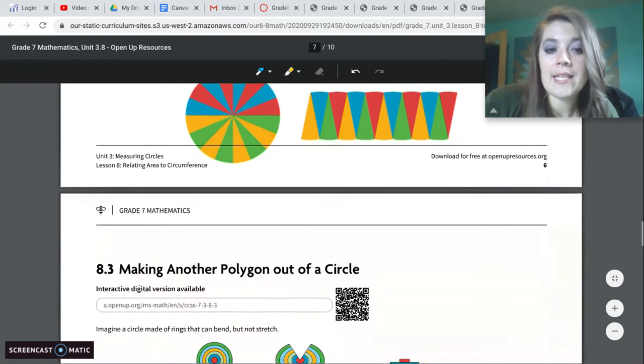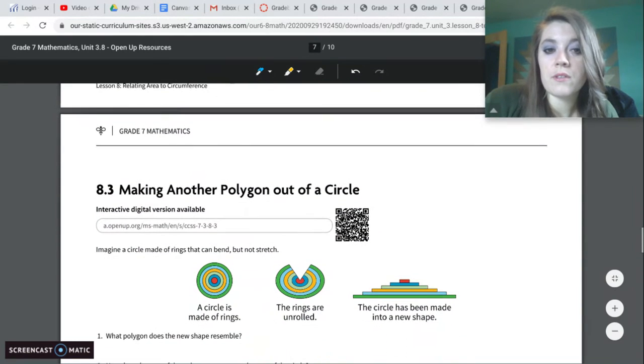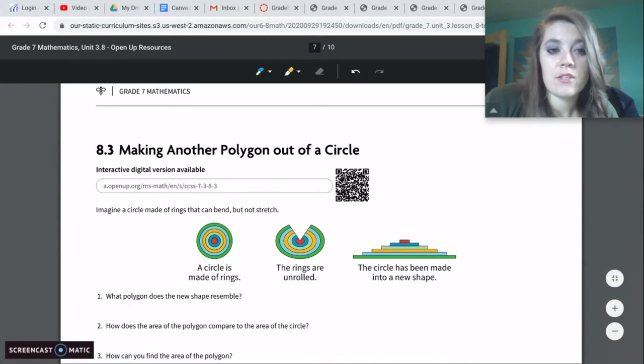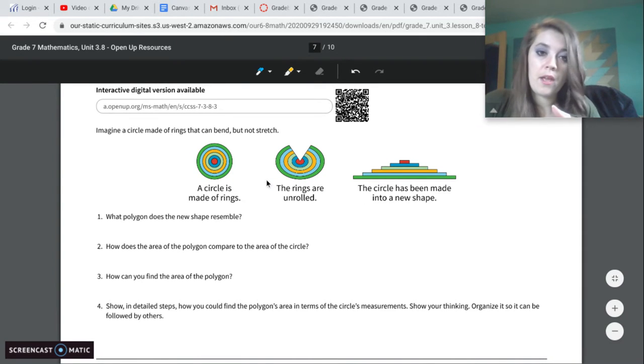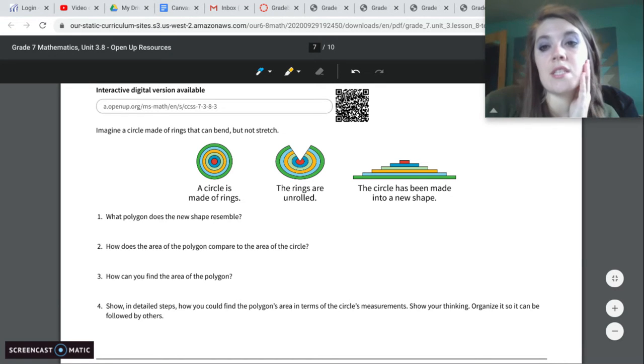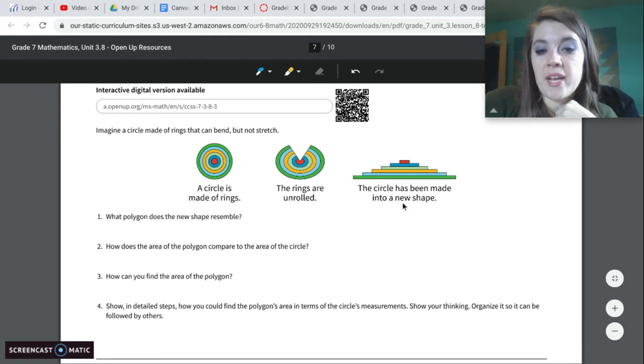So we can relate circles to other polygons. So just like it says here, making another polygon out of a circle. So imagine a circle made of rings that can bend but not stretch. So there we can open it up, but we can't stretch it out to make the sizes different. So we're not going to change the sizes of anything here. So a circle is made of rings. The rings are unrolled. The circle has been made into a new shape.